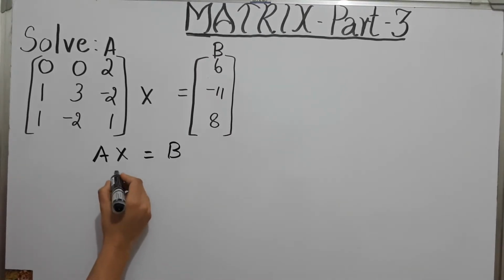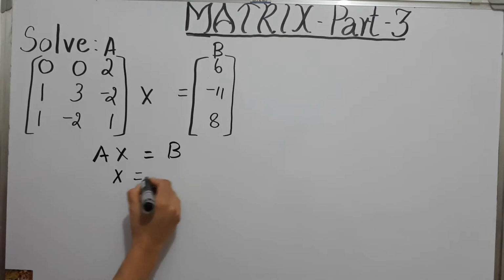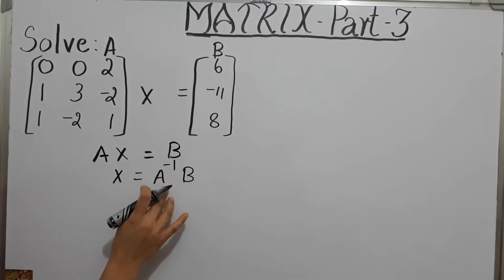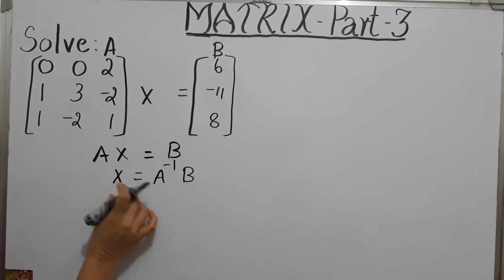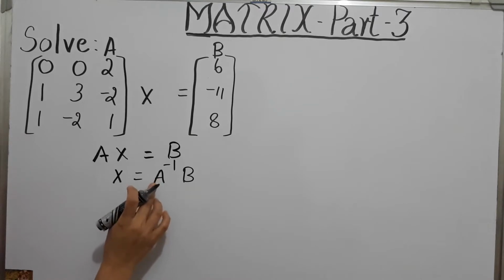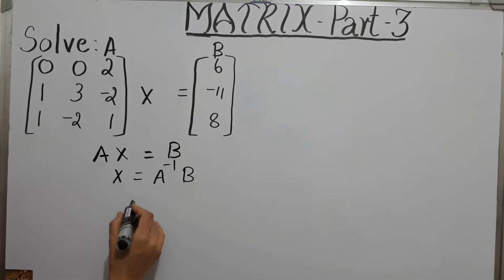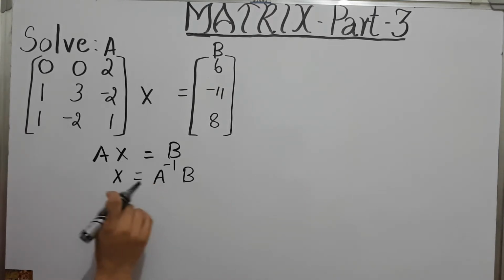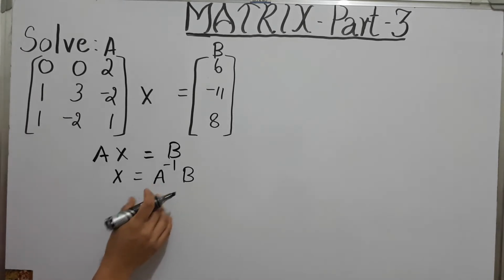So to find the value of x means x is equal to A inverse of B. You have to multiply A inverse by B, so you must find the A inverse first. A inverse means you have to find the determinant first, because you have to find the new matrix and you have to divide all the elements by the determinant of A.